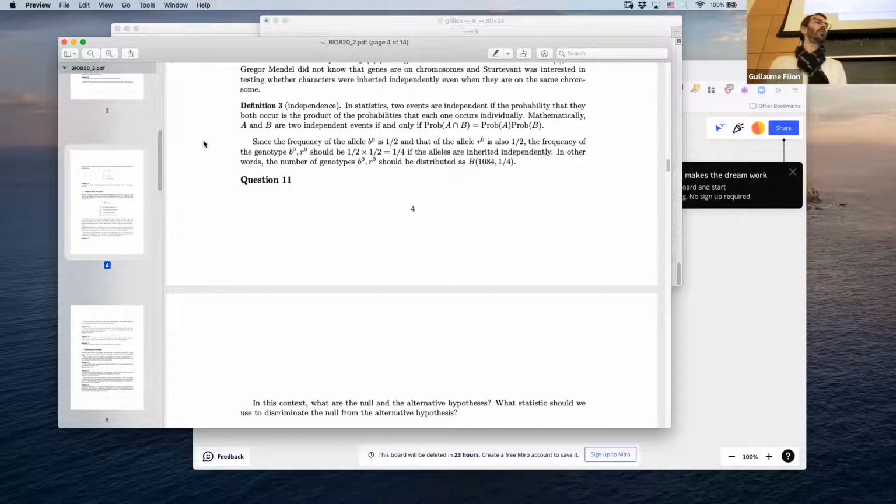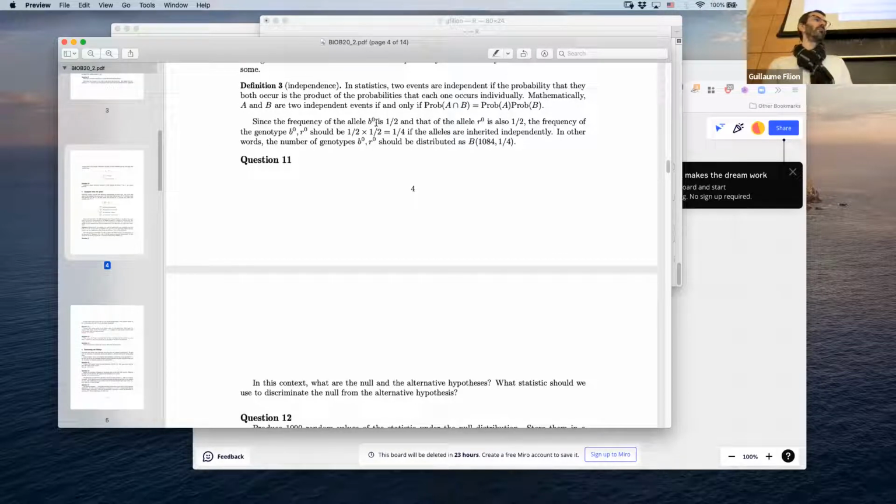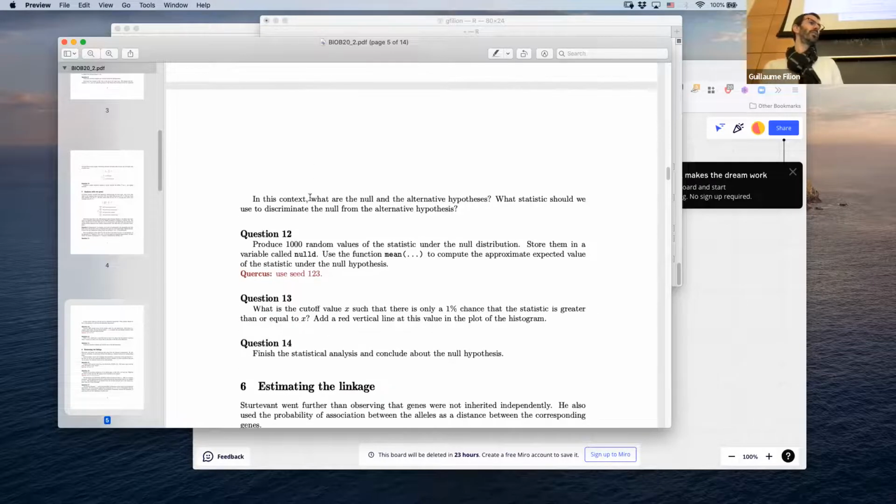That's what defines independence. Since the frequency of the allele B0 is 1/2, that's what we concluded so far, and that of the allele R0 is also 1/2, also just concluded, the frequency of the genotype B0 R0 should be 1/4 based on our hypothesis, if the alleles are inherited independently. In other words, the number of genotypes B0 R0 should be distributed as a binomial with probability 1/4 this time, not 1/2. Question 11. In this context, what are the null and the alternative hypotheses? What statistic should we use to discriminate the null from the alternative hypothesis?